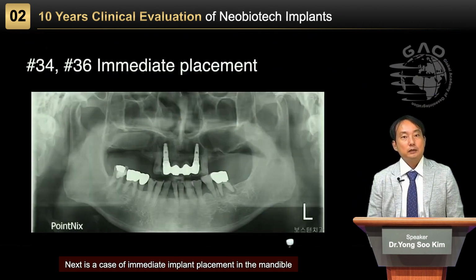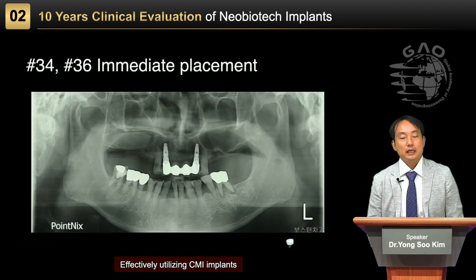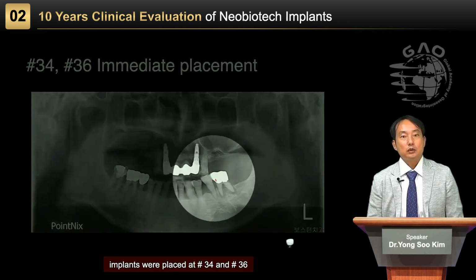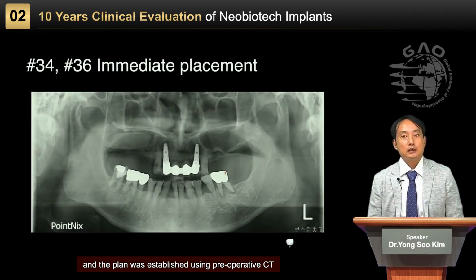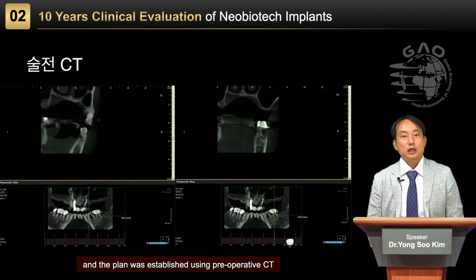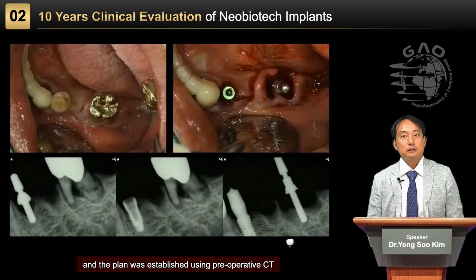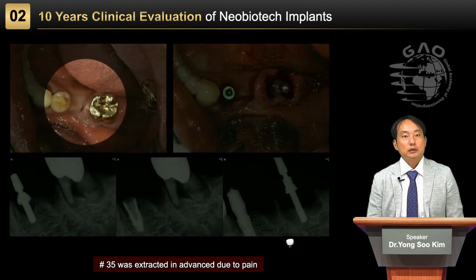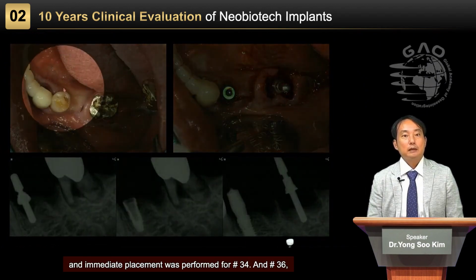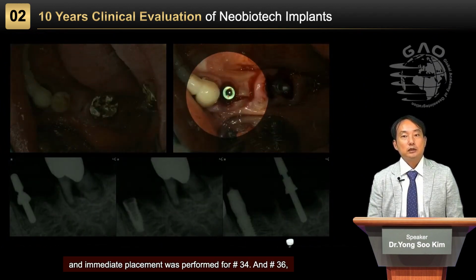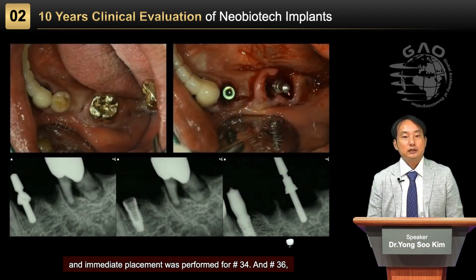Next is a case of immediate implant placement in the mandible, effectively utilizing CMI implants. Implants were placed at number 34 and number 36, and the plan was established using preoperative CT. Number 35 was extracted in advance due to pain, and immediate placement was performed for number 34 and number 36.